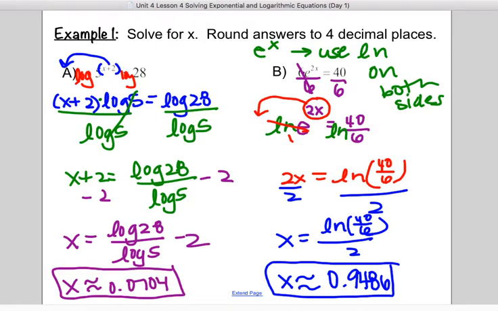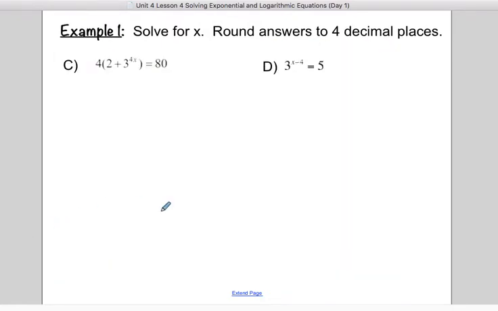All right, there is B. Let's look at C. Okay, we're trying to solve for x. I see that's my exponent here, so I have to get this piece all by itself. So the first thing I'm going to do is divide by 4 to get rid of that. These cancel. I am left with 2 plus 3 to the 4x equals, 80 divided by 4 actually works out to be 20. So I'm going to write down 20.